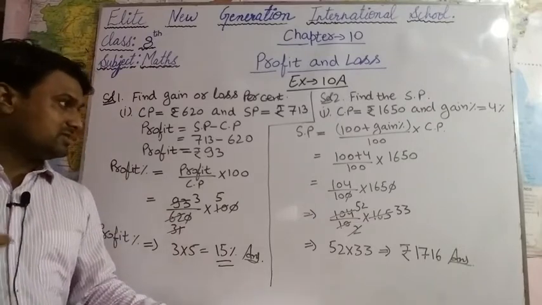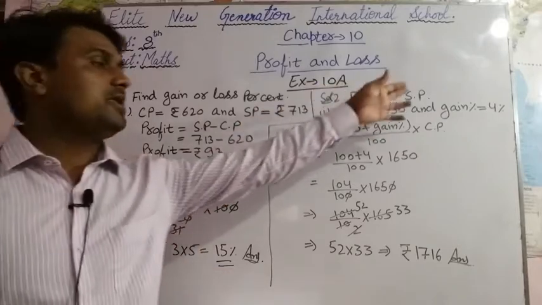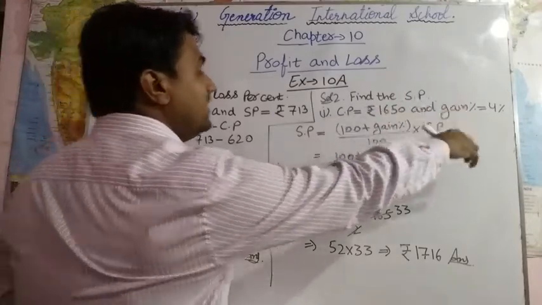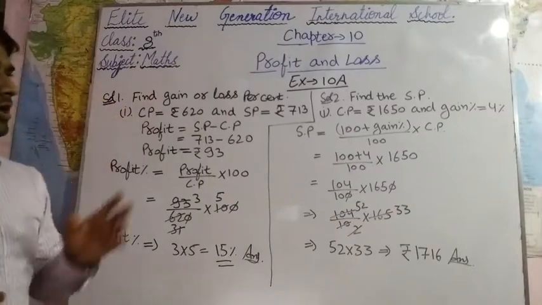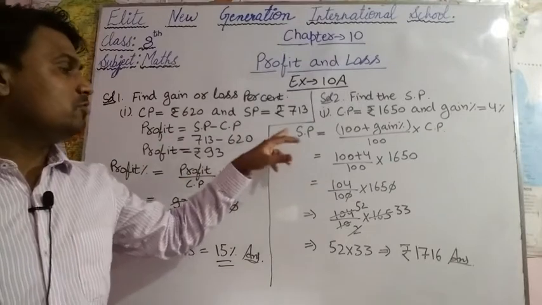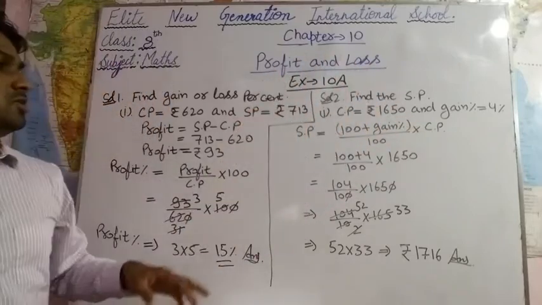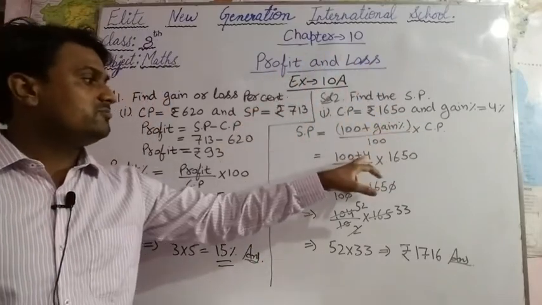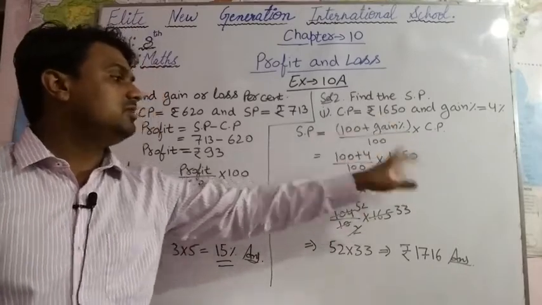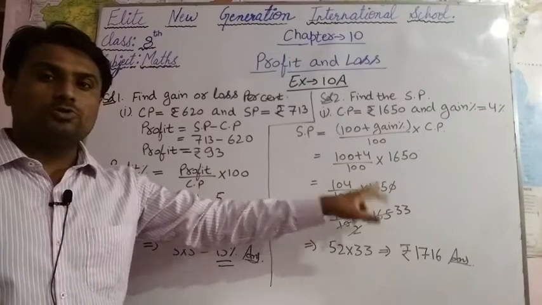Now after this, see question number 2. In question number 2 we have to find the selling price, SP, when CP equals rupees 1650 and gain percent equals 4%. When we are given CP and gain percent and have to find SP, the formula is 100 plus gain percent upon 100 into CP. So 100 plus 4, that is 104 upon 100 into CP, which is 1650.